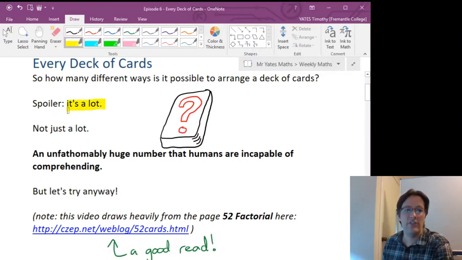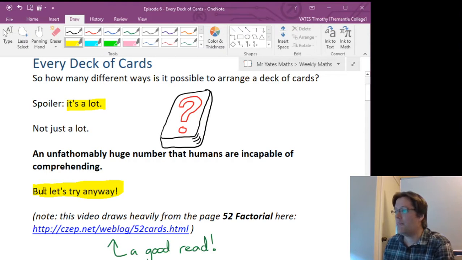And it's not just a lot. It is an absolutely enormous number. It is unfathomably huge. It's so huge that humans have a really hard time actually comprehending this number. But as this is maths, we're going to try comprehending it anyway.